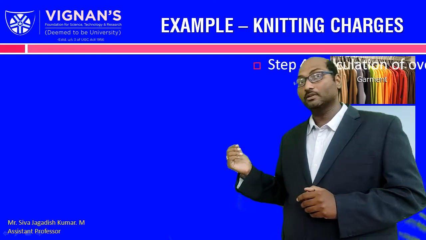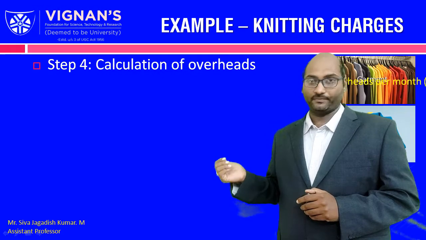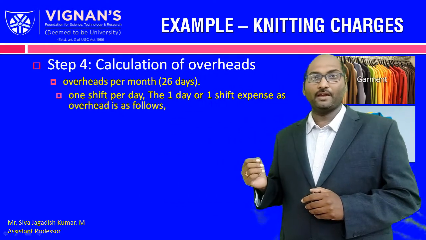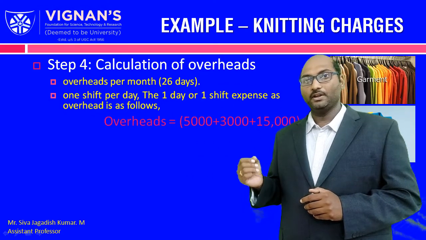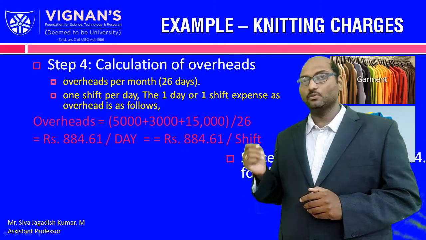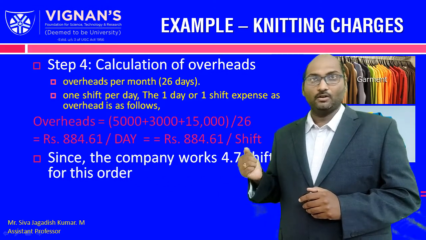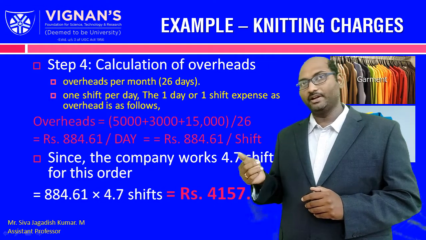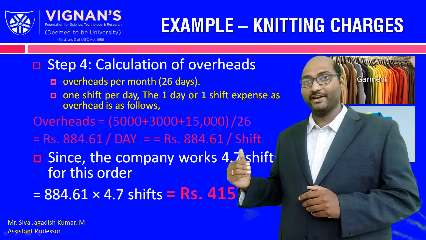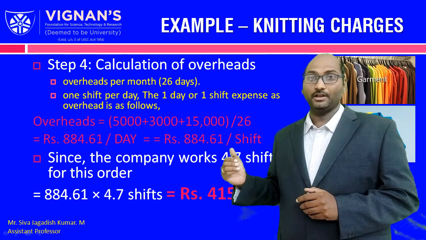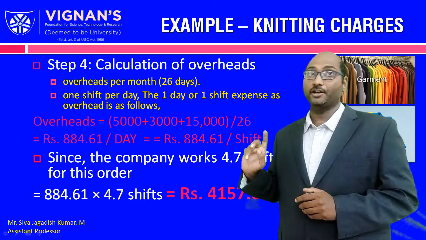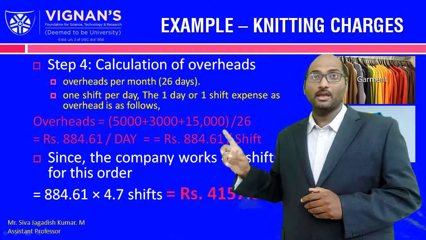So the next step is the calculation of overheads, which are fixed: rent, electricity, and miscellaneous, isn't it? We consider that per month it is working for 26 days, and each day we consider as one shift only. It is not written, right? So the overheads will be 5,000 plus 3,000 plus 15,000. The total divided by 26 days gives 884 rupees 61 paise per day as overheads.